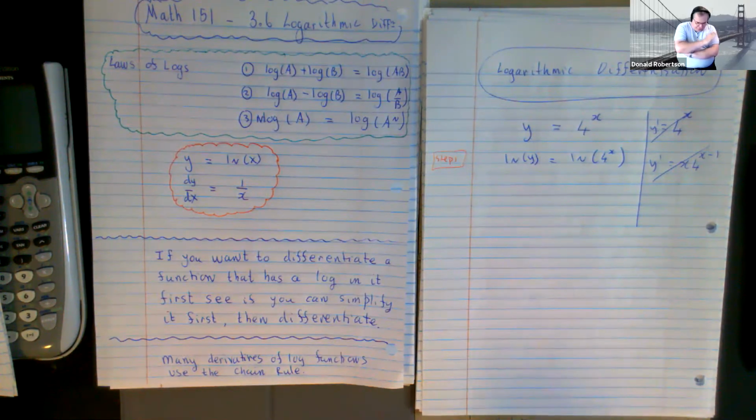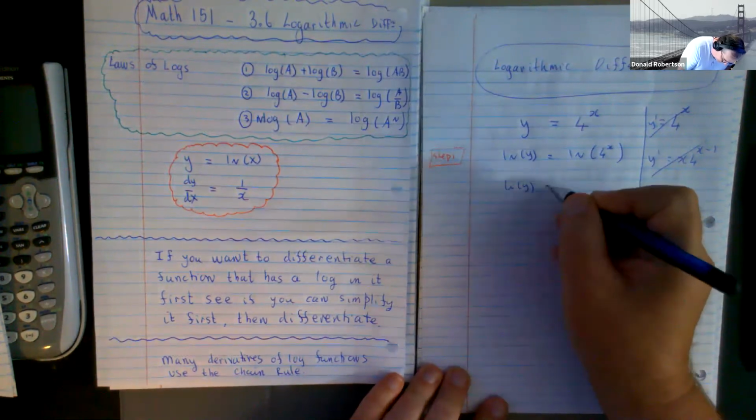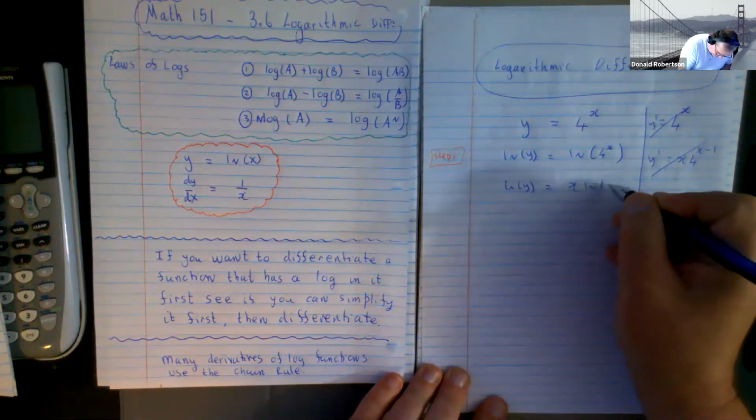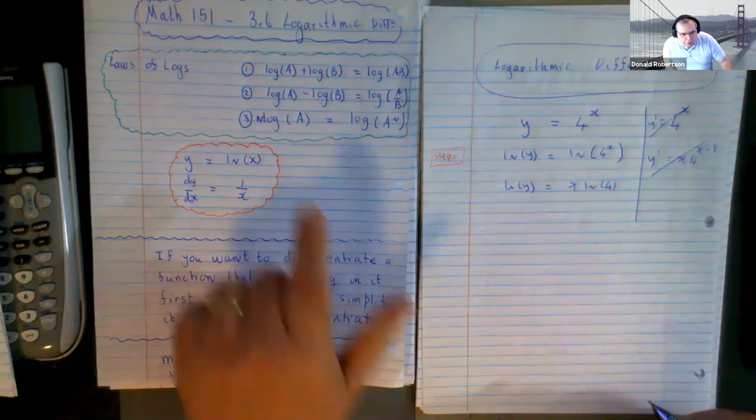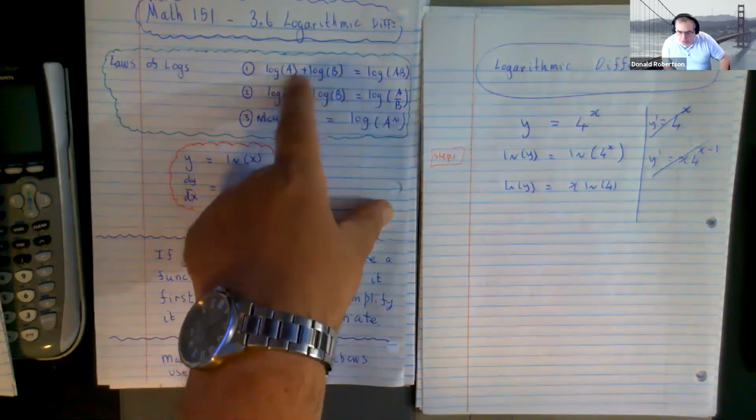Guaranteed step. Just do it. You'll see in a minute why that's a good move. Now, step 2. Simplify this side. Typically, you're going to use rule 3, but I've seen questions where rule 1 and 2 also get used.